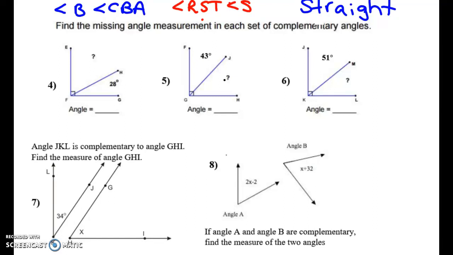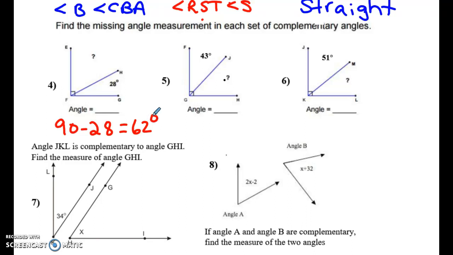All right, so now we're going to pick up with example number 4. It tells us to find the missing angle measurement in each set of complementary angles. And so we know that a complementary angle means that we have 2 or more angles coming together to equal 90 degrees. So if I know one angle is 28, I simply need to do 90 minus 28, and that lets me know that the missing angle is 62 degrees.